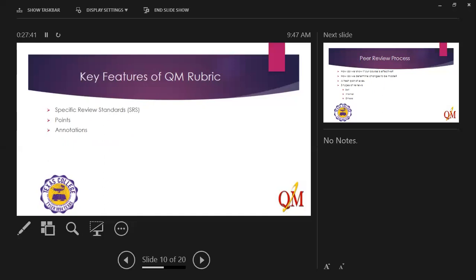I'll take, for example, the first general standard, course overview and introduction. It says the overall design is made clear to the learner at the beginning of the course, and then specific review standard 1: Instructions make clear how to get started and where to find the various course components. And then, of course, the points awarded for that particular specific review standard is 3. And then the annotation gives you an explanation.